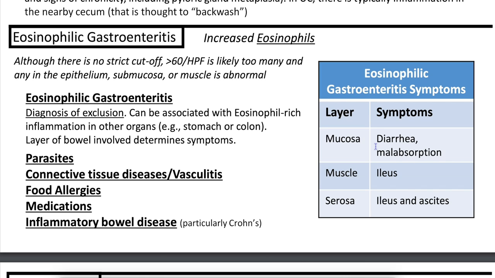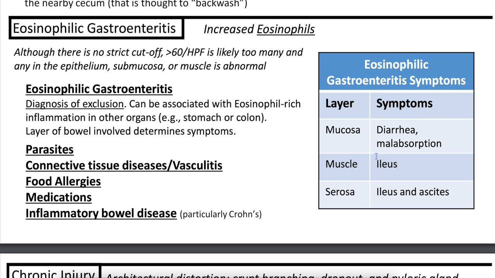If it's in the mucosa, you'll get diarrhea, malabsorption; muscle, ileus; and serosa, ileus and ascites. Other entities that can cause eosinophilic gastroenteritis include parasites, connective tissue diseases, vasculitis, food allergies, medications, and IBD, such as Crohn's.